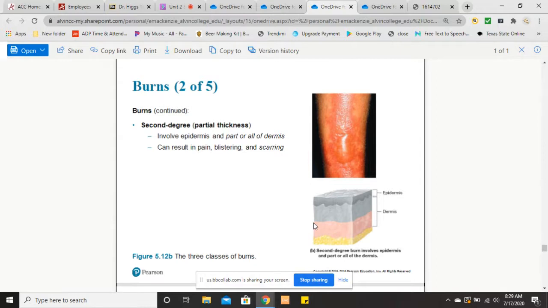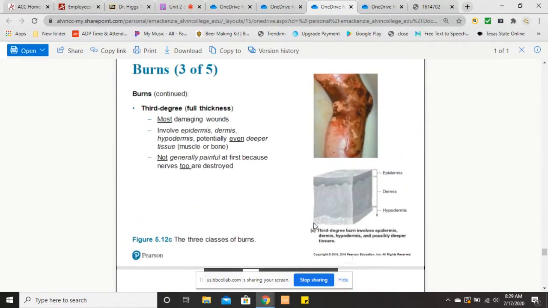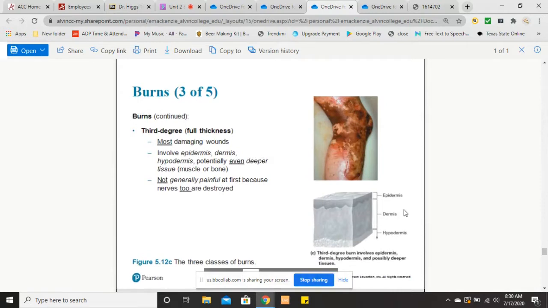And is this initially painful? When you put your hand on a hot stove, does it hurt right away or can you cook your hand for about 5 minutes? No, it hurts right away. This is initially painful. And then the last burn is a third degree burn. Again, you can see from the picture, this is the worst of all because it affects everything. It affects all the skin, epidermis and the dermis, and it even affects things under the skin, like fat called the hypodermis, as well as muscle and bone. It gets everything. Okay, this is bad.